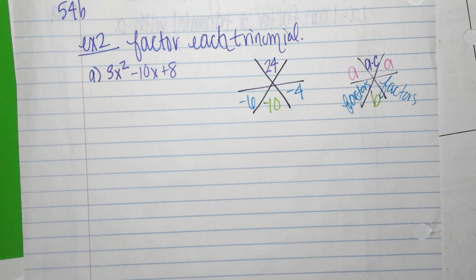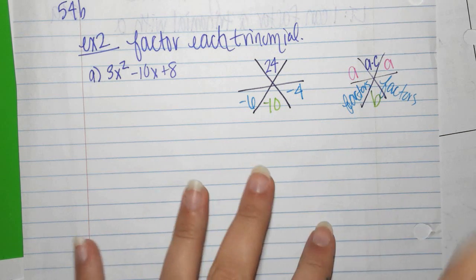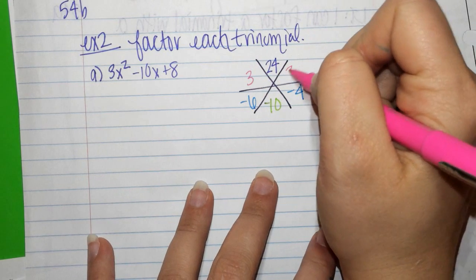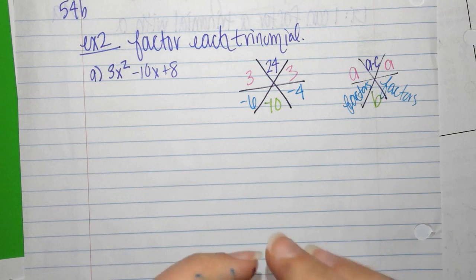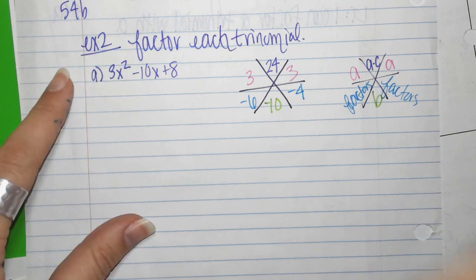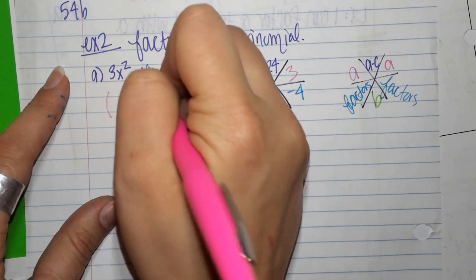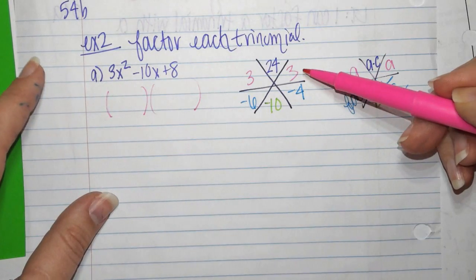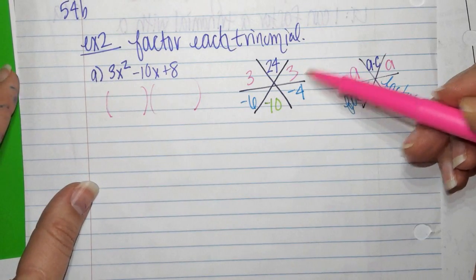Okay, what goes on top of our star? And what is A? 3. Now, which fraction does not reduce? 3 and negative 4. So we put that in our parentheses. The top number always goes out front.